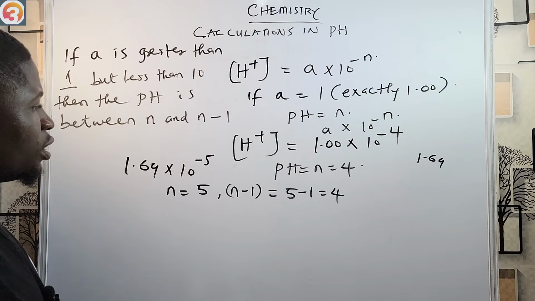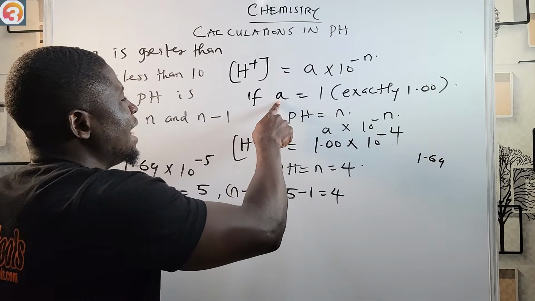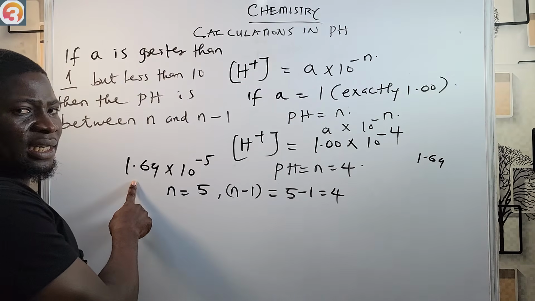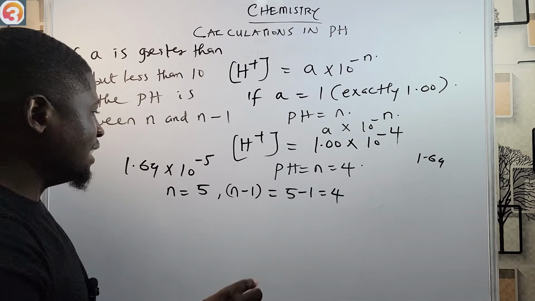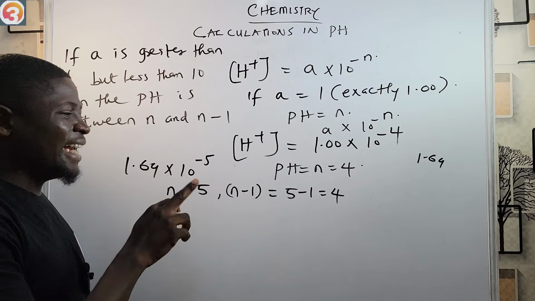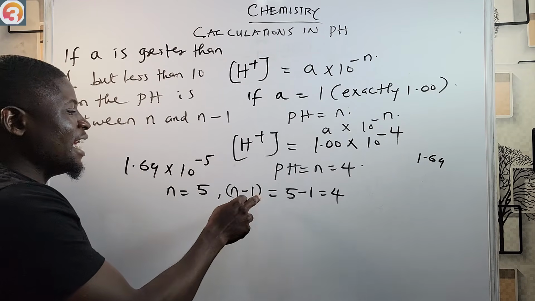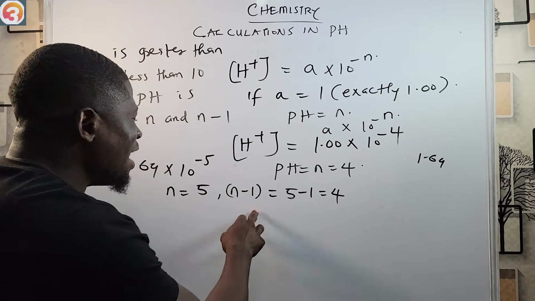It's a value between 4 and 5, because A is not exactly 1. Because A is 1.69, for example, as you are seeing here. So because A is not exactly 1, then the pH is between N and N minus 1. In this case, it's between N, which is 5, and N minus 1, which is 5 minus 1, which is 4. So the pH is between 4 and 5.